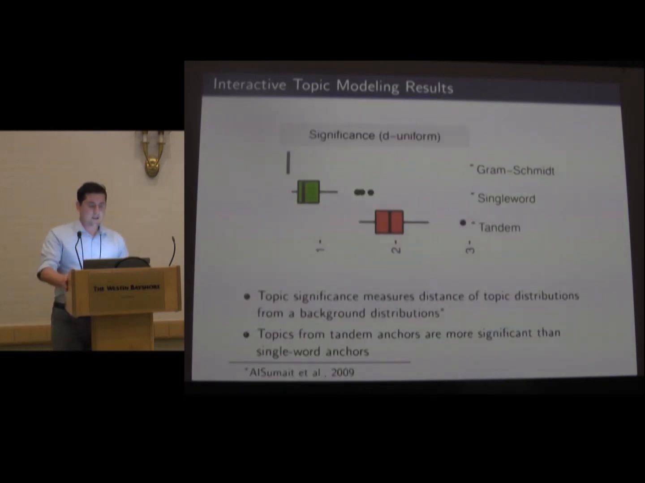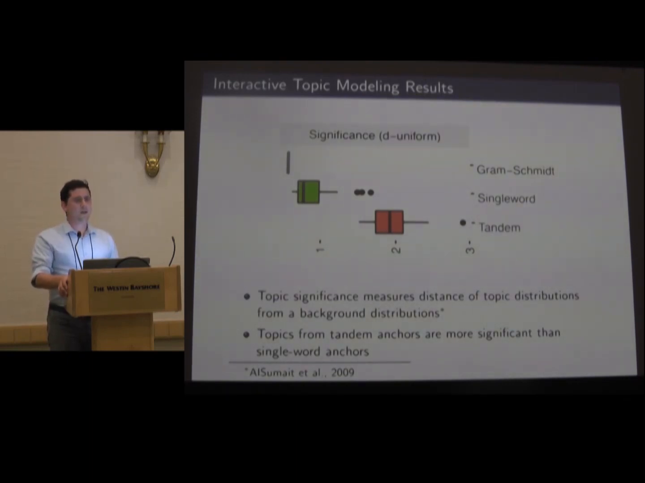So to tease apart this riddle a little bit, we turn to some newer metrics that talk about topic significance. There's a variety of them in the paper, but the basic idea is that we measure the distance of the topic word distribution from some underlying background distribution. So for example, here we have the distance of the topic word distributions from the uniform distribution over words.